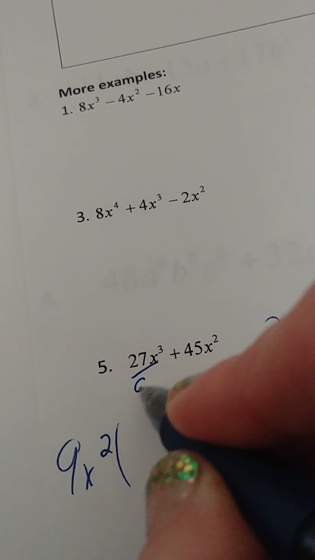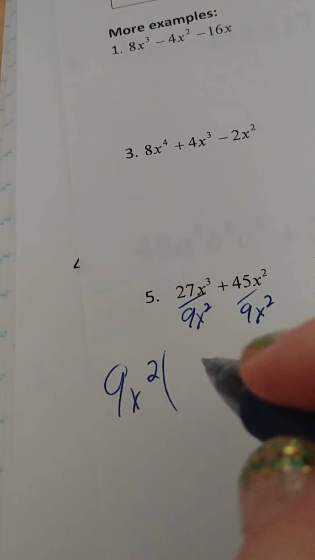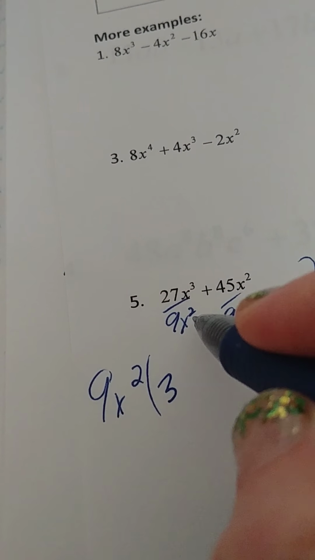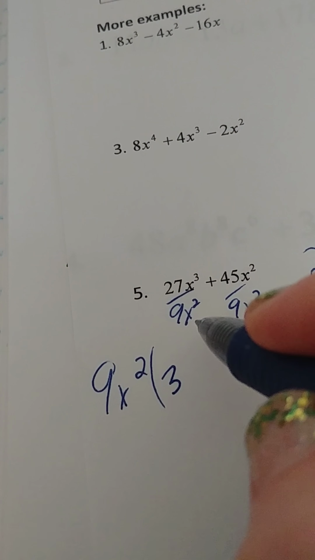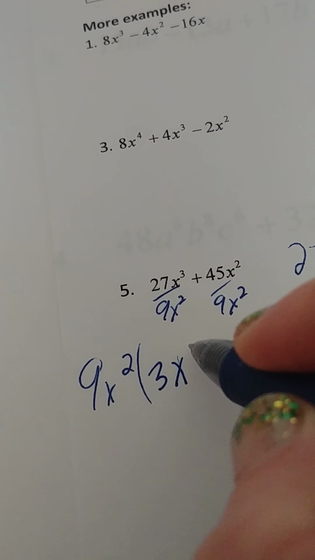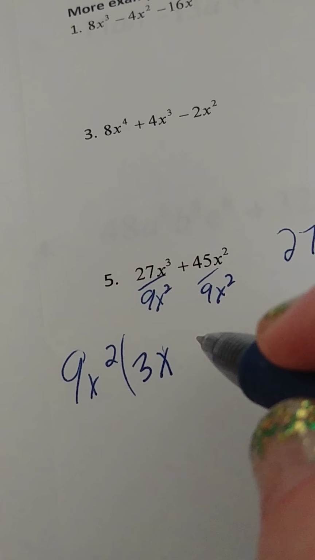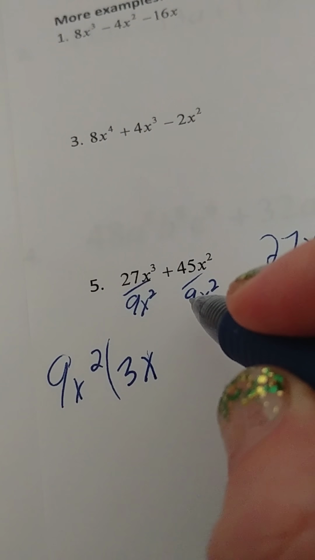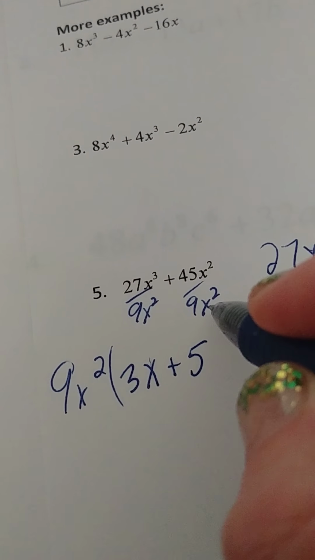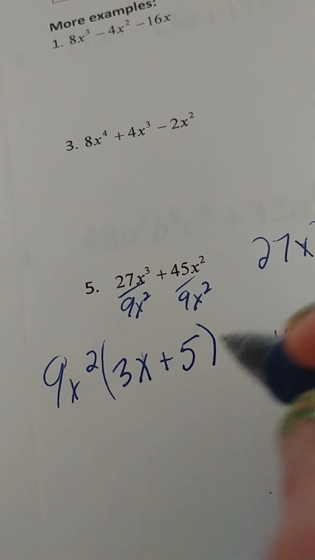For my original problem, I'm going to divide these by 9x squared. So 27 divided by 9 is going to give me 3. And x to the third divided by x squared, I'm going to subtract 3 minus 2, and I'm going to get 3x to the 1 power. I don't need to write the 1 power there, but I can if that helps me remember what I'm doing. 45 divided by 9 is going to give me 5. And x squared divided by x squared, 2 minus 2 is going to give me 0. So I'm not going to write an x because it's going to disappear.